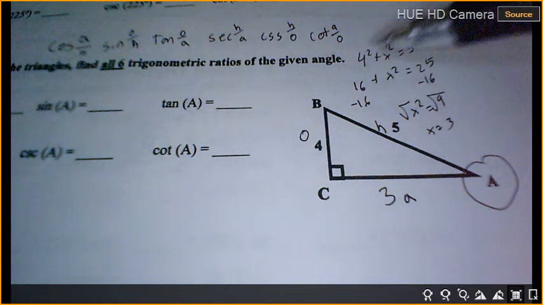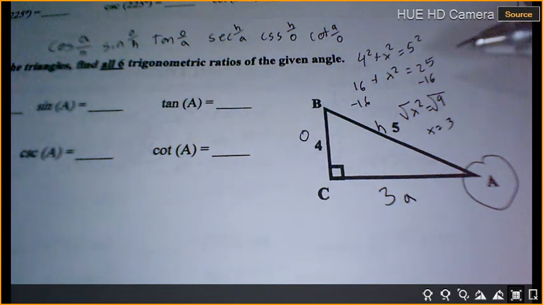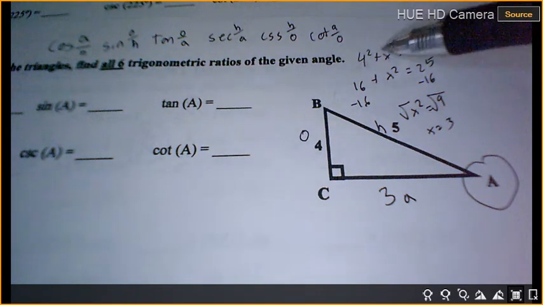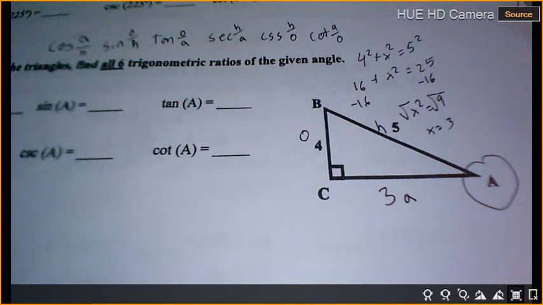Excuse me, I got asked a question and I just want to clarify. When you're doing the Pythagorean theorem, I could have had x squared plus 4 squared equals 5 squared. The only thing that's important is that the hypotenuse is by itself. Okay, otherwise you're good. All right, cosine of A is adjacent over hypotenuse, so it's 3 over 5.